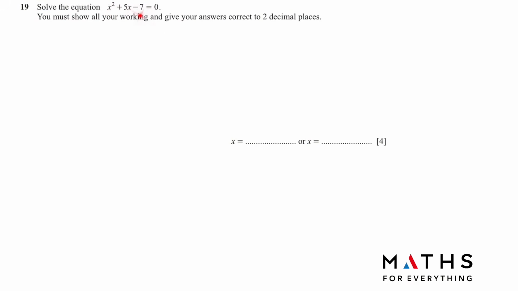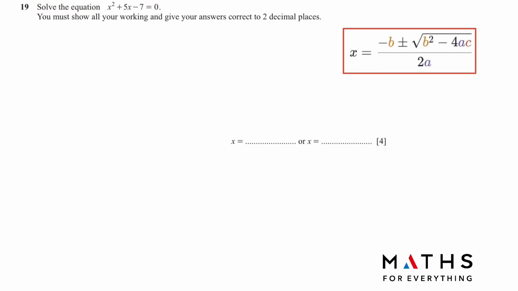Solve the equation x squared plus 5x minus 7 is equal to 0. You must show all your working and give your answers correct to 2 decimal places. Because they said 2 decimal places, it means that it cannot be factorized. So we can use the quadratic formula, or you can use completing the square. Here your A is the number before x squared, which is 1. B is the number with x, and C is the number that does not have any x. So we just have to replace here.